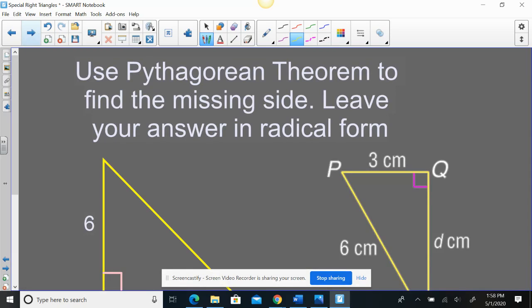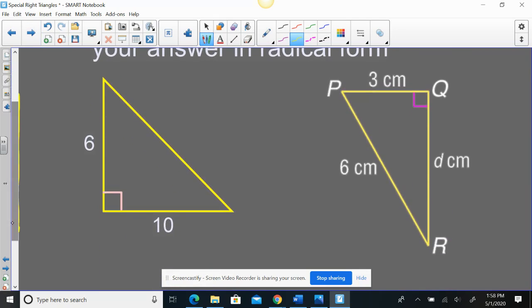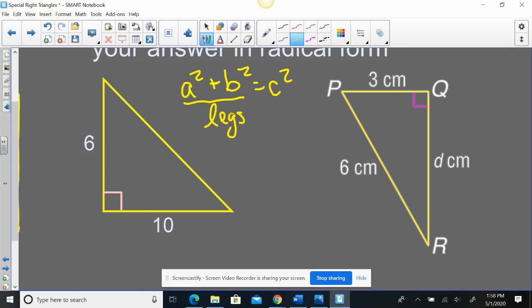One other thing that I want to briefly remind you of is the Pythagorean theorem. So hopefully you guys remember the Pythagorean theorem, which is just a squared plus b squared equals c squared. So when you're doing this, a and b are the legs. It doesn't matter which legs because they're going to be added. Order in addition doesn't matter, but it does matter that c is your hypotenuse.